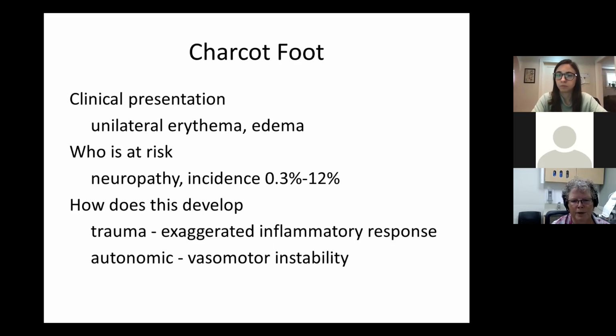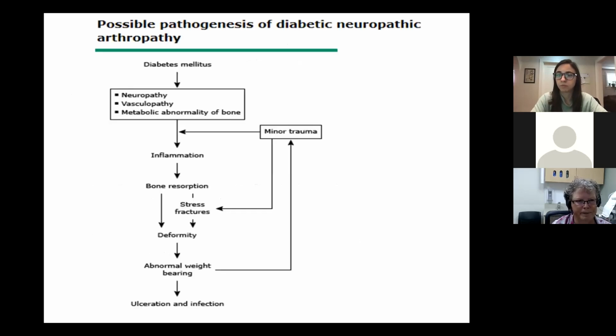And when there's dense peripheral neuropathy, we'll often get that autonomic overlap, which will have a vasomotor instability. And that's what's felt to be one of the drivers of the actual Charcot process, is that vasomotor instability, that exaggerated inflammatory response.